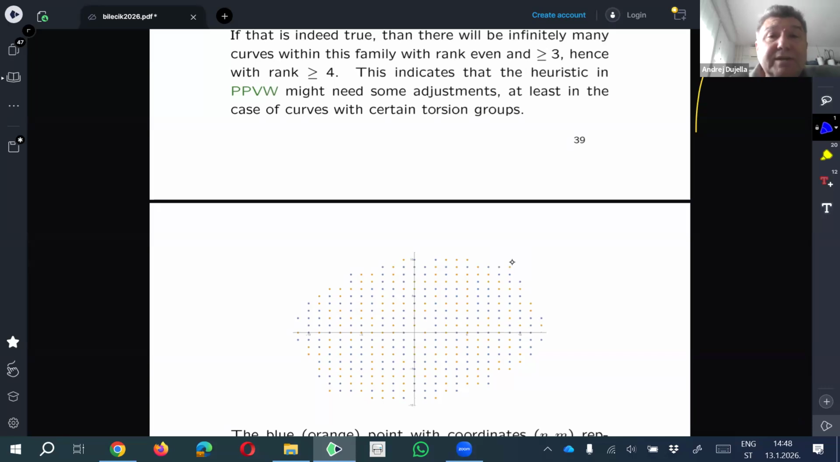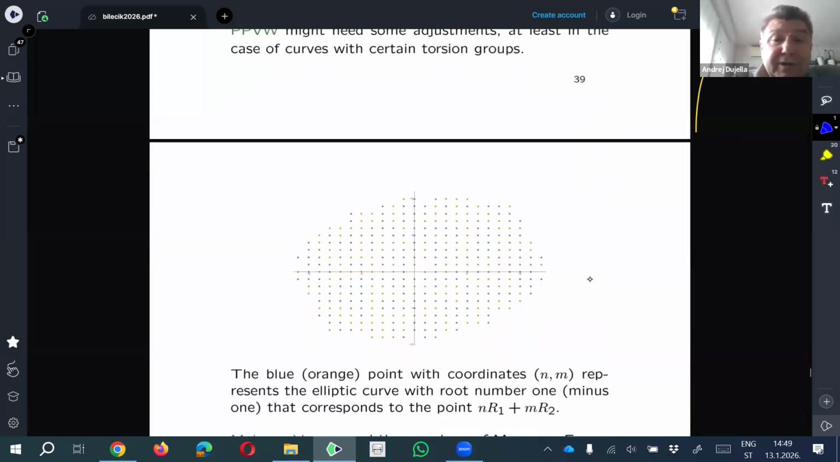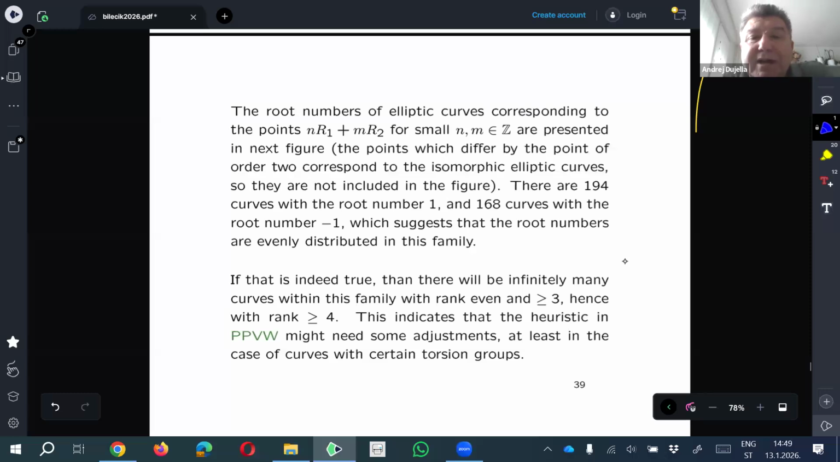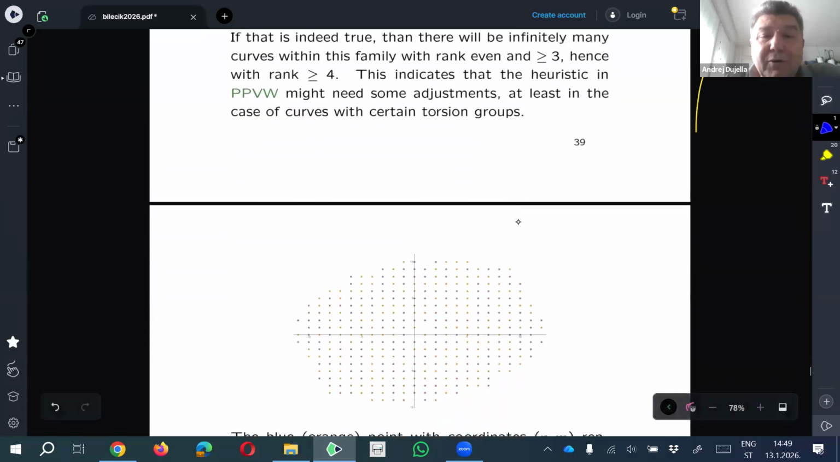But what we can do is to compute parity. We can compute the root number, which conjecturally, assuming the Birch-Swinnerton-Dyer conjecture, predicts parity. And this picture shows that blue dots correspond to even rank, and orange correspond to odd rank. So without mentioning numbers, and numbers are written somewhere here, there are even more even than odd numbers here.